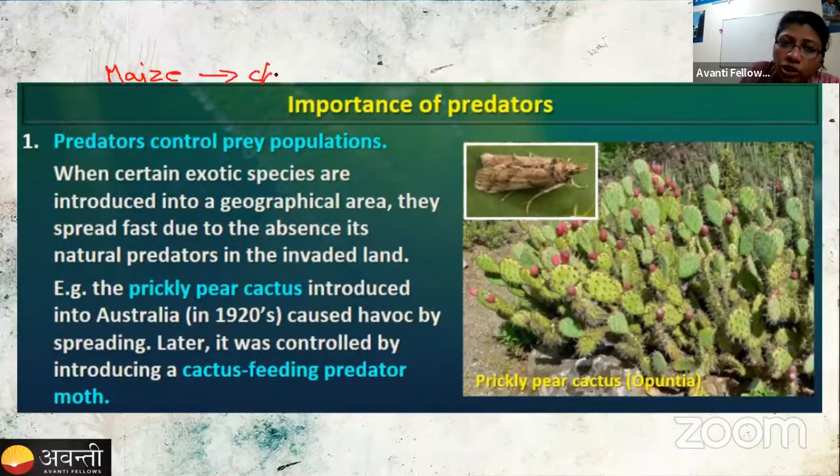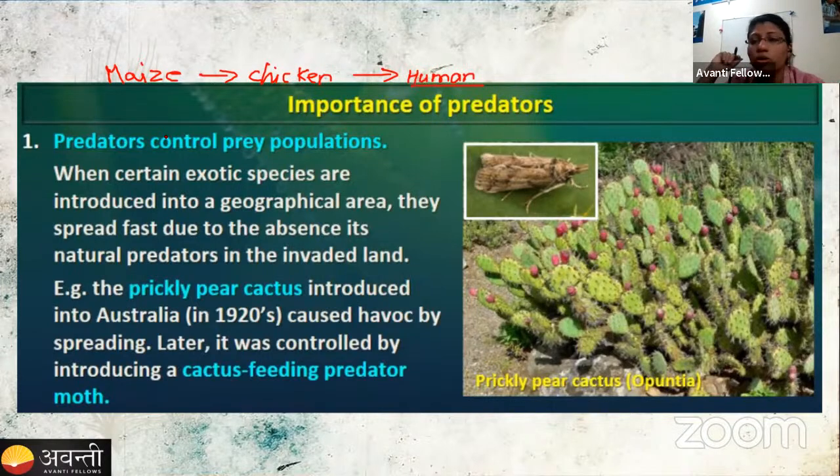Maize is eaten by the chicken, and chicken is eaten by the human. Okay, if humans stop eating chicken, as the chicken is a small organism, it will reproduce rapidly, so their population keeps on increasing. Inki population badh jayegi, right? Humans humne hata diye. When their population increases, it will start consuming all the maize.